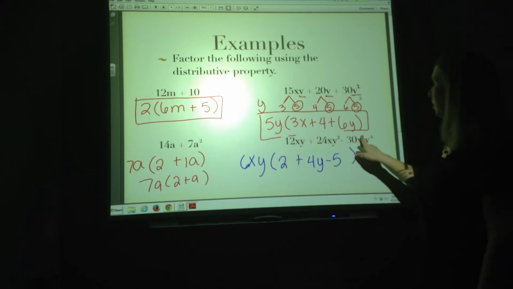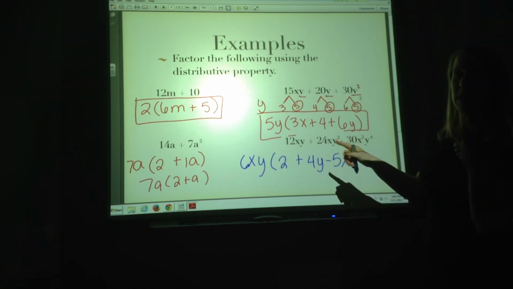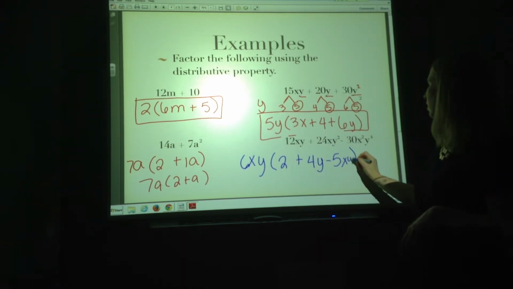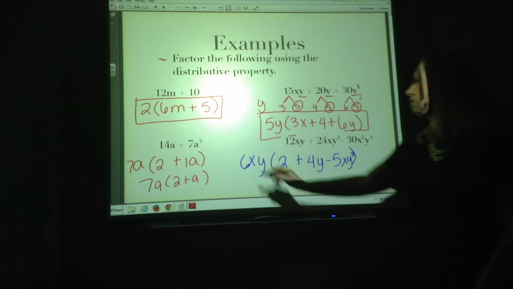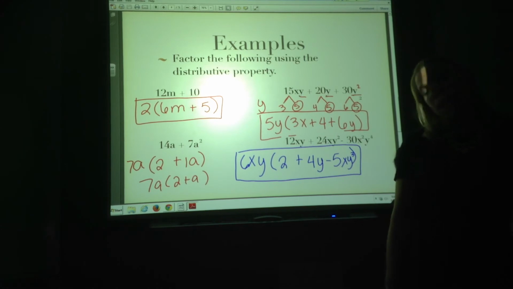Minus 6 times 5 is 30. I have one x, but I need another. I have one y, but I need 3 more y's, because that's y to the 4th. So y to the 3rd. And that is distributive property backwards.